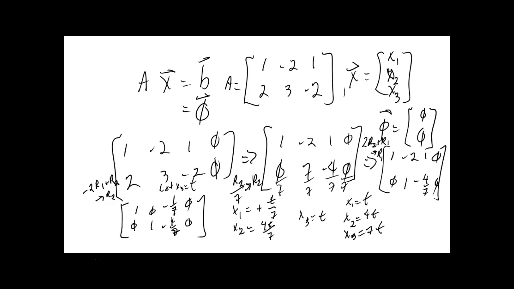Furthermore, the system AX = B, matrix A, column vector X equal column vector B, is consistent if and only if B can be expressed as such a linear combination where the coefficients of the linear combination are a solution to the system, where the coefficients are now your variables. Okay, yeah, sort of crazy.